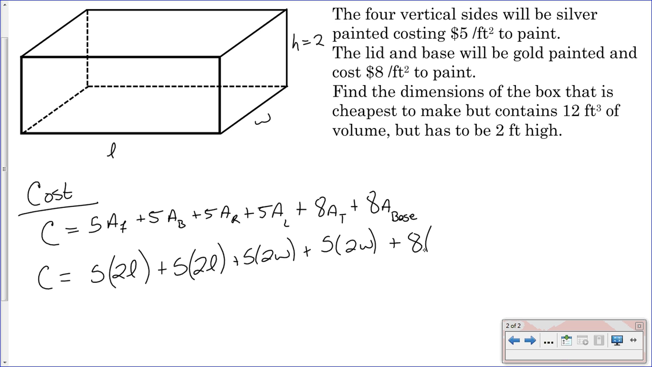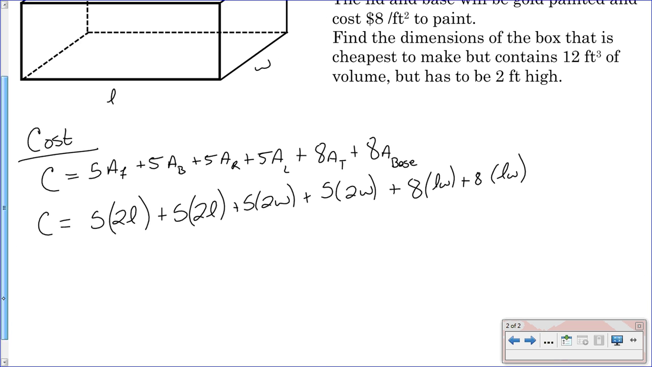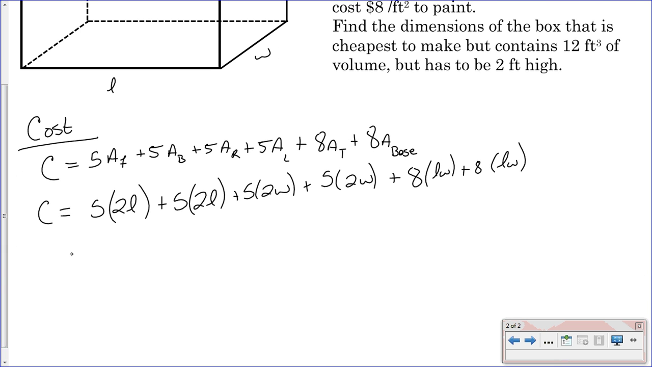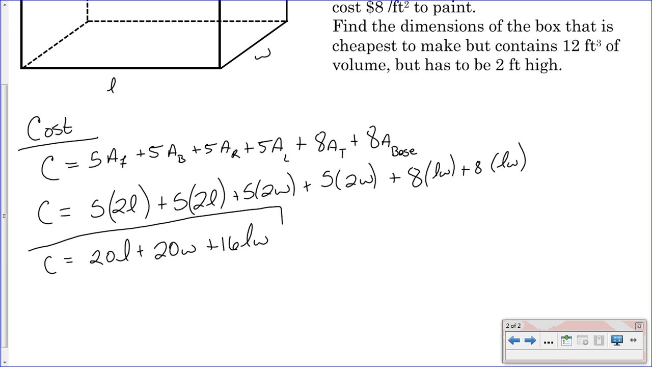Plus 8 times the area of the top. The area of the top is going to be length times width, plus 8 times length times width again. Now if you simplify all this down, you're going to get 20L plus 20W plus 16LW. So this is our first equation that we're going to need.